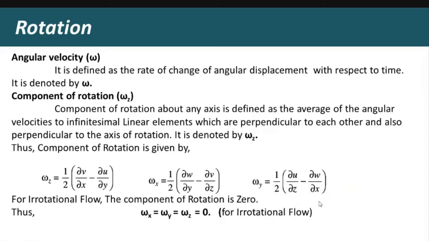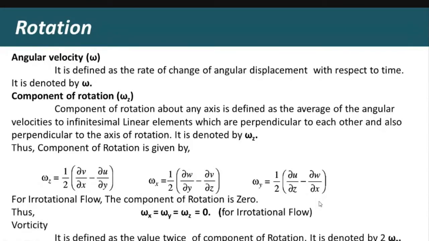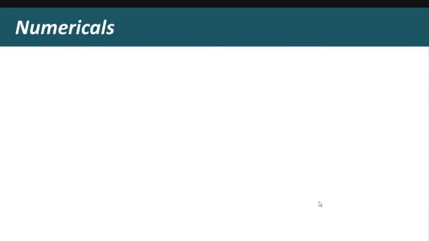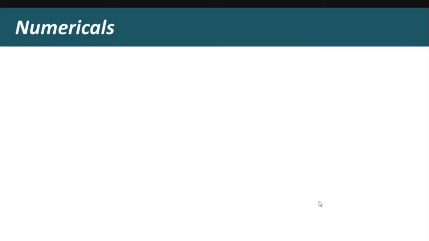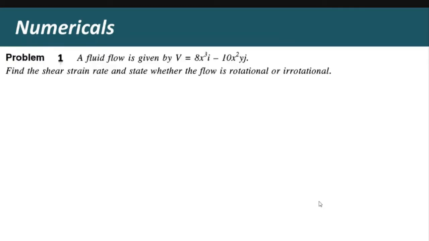OK, then for irrotational flow, basically there is no rotation taking place, therefore the components of rotation are 0. Then the vorticity is simply defined as 2 times, or twice, the component of rotation. OK, so I think we were going to start the numericals. So write down the first numerical.